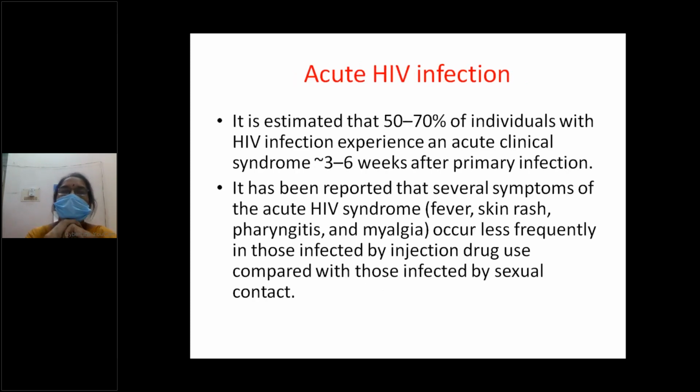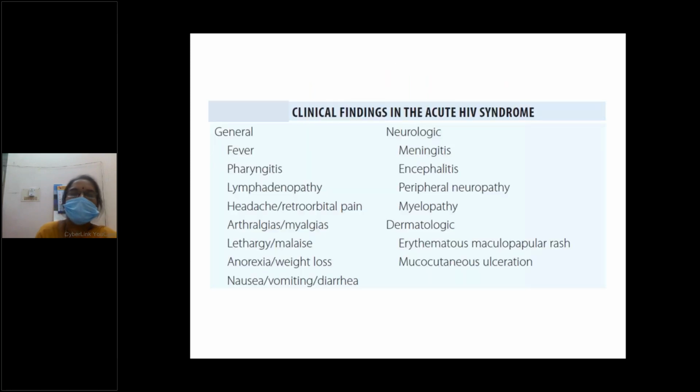So 50 to 70% of individuals with HIV infection experience an acute clinical syndrome 3 to 6 weeks after primary infection. There are several symptoms of acute HIV syndrome: fever, skin rash, pharyngitis, myalgia, which are less frequent in those infected by injection drug use. Actually, those infected by sexual contact are more prone to these symptoms compared to those infected by injection drug use.